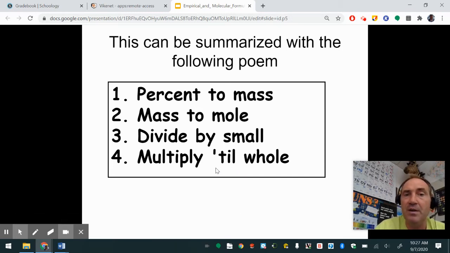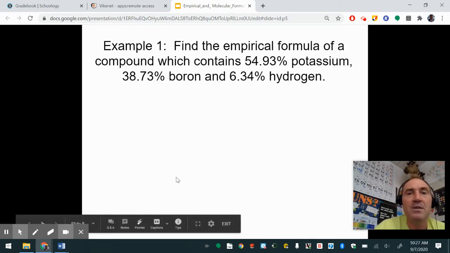So there's the following poem. Poems are good. Percent to mass, mass to mole, divide by small, multiply to whole. So say that a few times fast. Percent to mass, mass to mole, divide by small, multiply to whole. Okay, so let's give an example of this one.